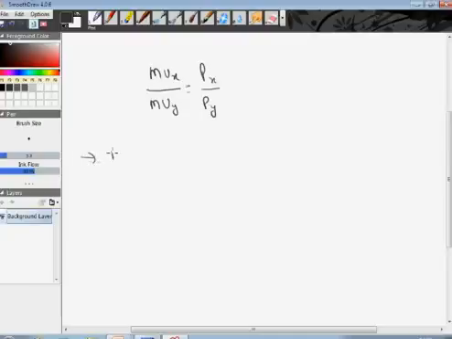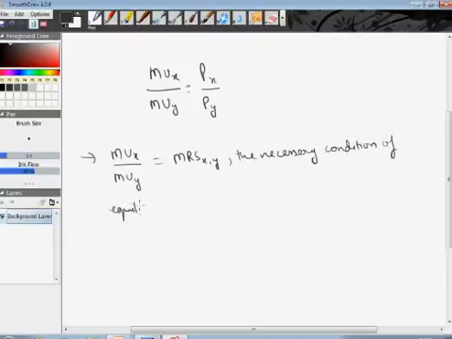By implication, the ratio of marginal utility of X to marginal utility of Y, that is the change in units of commodity Y divided by the change in units of commodity X, is equal to the marginal rate of substitution of X to Y. So the necessary condition, that is the first order condition of equilibrium under the ordinal utility approach, is: marginal rate of substitution of X to Y is equal to marginal utility of X upon marginal utility of Y, which is equal to Px upon Py.